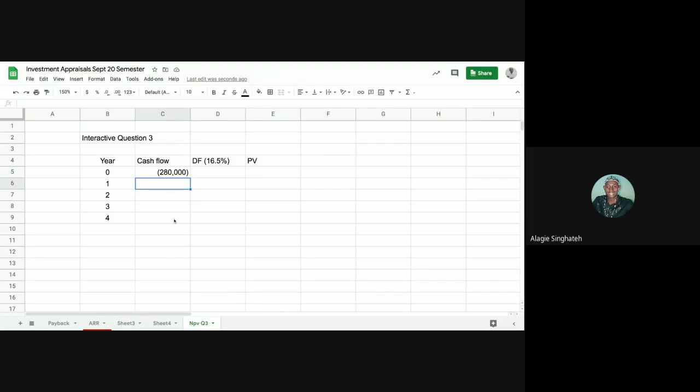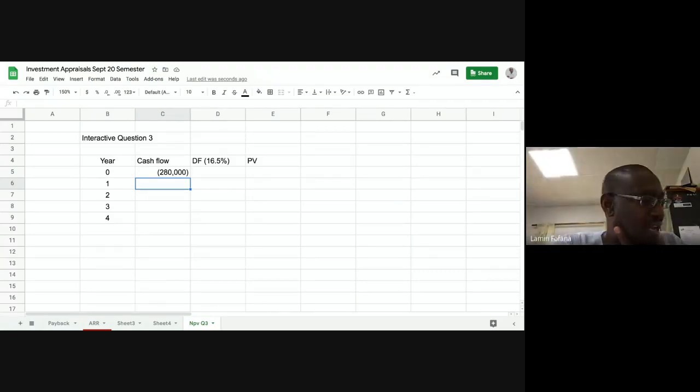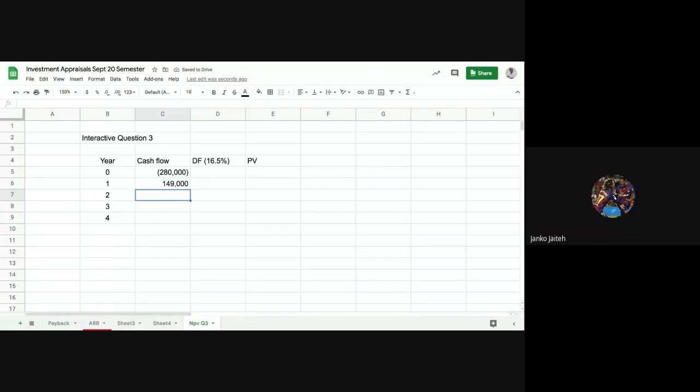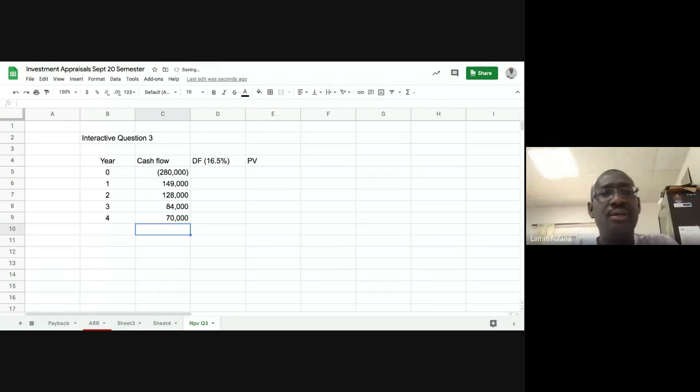Right, so the cash flow, if year 0 is an outflow, an initial outflow of 280,000, that's why it's in bracket. Then year 1 is 149,000. Year 2 is how much? 128. 128,000. Year 3? 84. 84. Year 4? 70. 70. Correct.